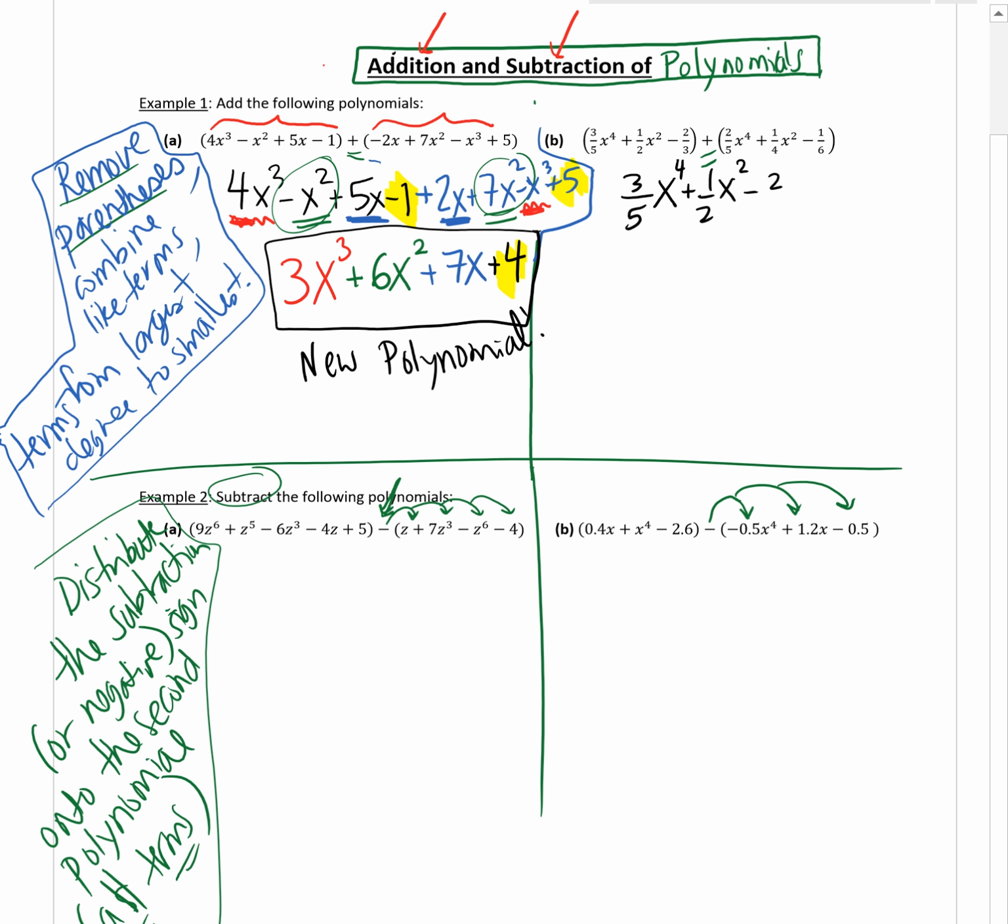So I'm just going to rewrite the first polynomial, the one that was in the first parentheses, but with no parentheses. And then the one that was in the second parentheses, I'm rewriting exactly the same because there was nothing to distribute into the parentheses. Nothing's going to change.